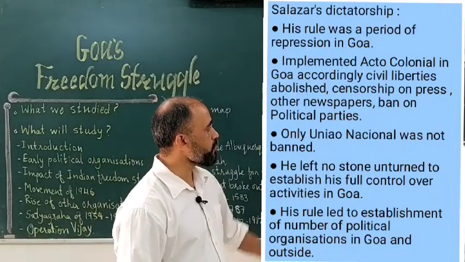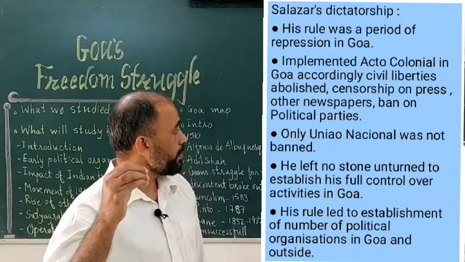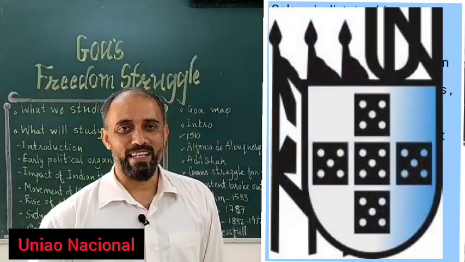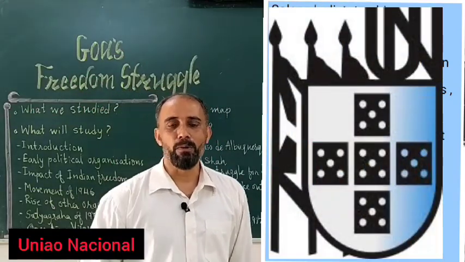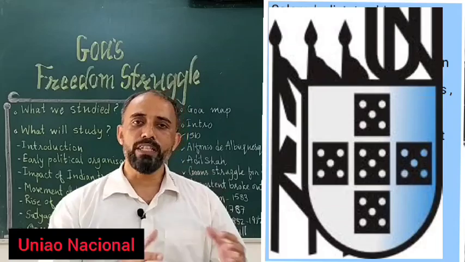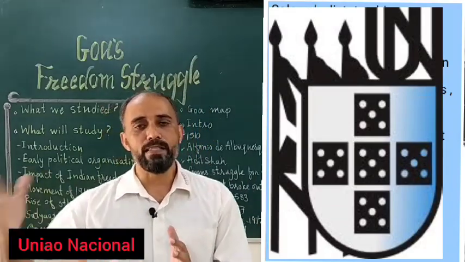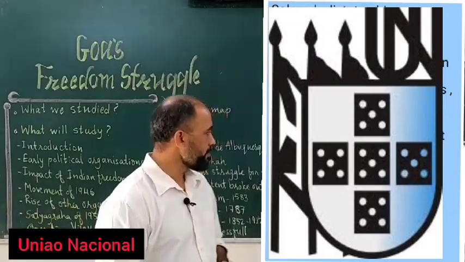And what should be published and what should not be published was told by the censor board. So that is called censorship. Besides this censorship on press and newspaper, there was a ban on political parties. No political party was allowed to form, and the only political party that was functioning in Goa was União Nacional. União Nacional, this is the Portuguese word, nacional, was the only political party functioning, which had the support of the Portuguese government.